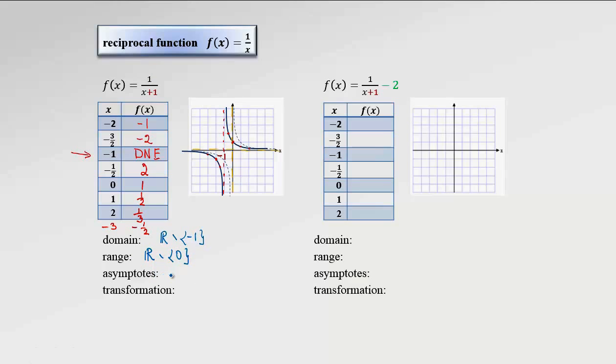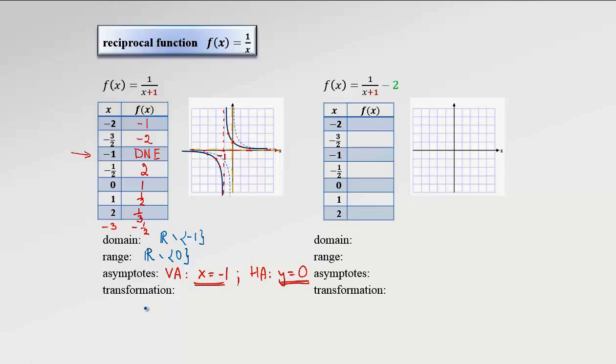As a matter of asymptotes, the vertical asymptote is given by the equation x equals -1, and the horizontal asymptote is still the same as for the original shape. It is the x-axis, which has equation y equals 0. So we have two equations that describe our asymptotes, vertical and horizontal.